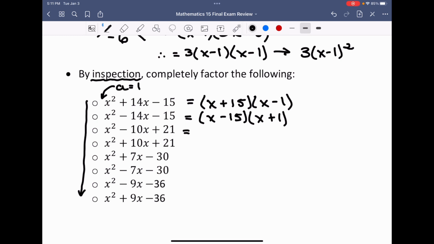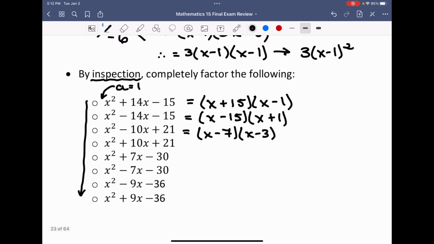We go on to our next one. This is going to be multiplies to make 21, adds to make negative 10. Well, things that multiply to make 21 are things like 3 and 7 or 21 and 1. So what we're going to do is say that because 7 and 3 are the only things that can add to that, well, x, and because it has to be positive, we're going to have x minus 7 and x minus 3. They both have to be negative in order to multiply to make a positive.